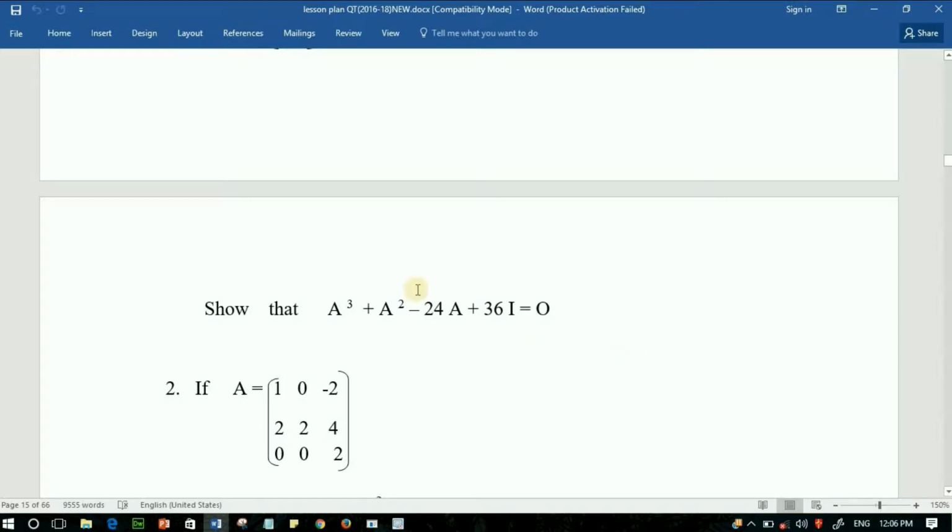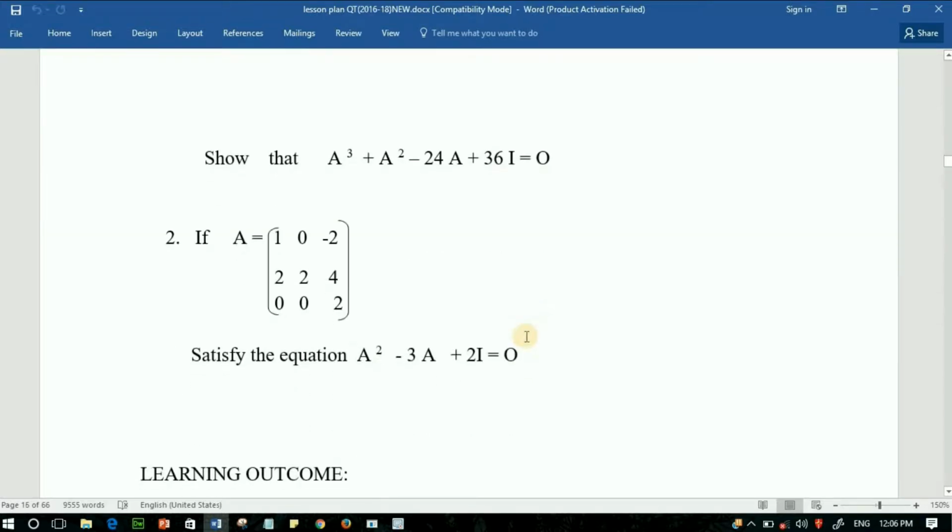There's a confusion among the students that A cube means we have to cube the elements of the matrix A. It is not correct. A cube means A into A into A. That is A into A, first of all, A squared. Then you multiply with A again, and we get A cube. Then A squared, minus 24A, plus 36I.